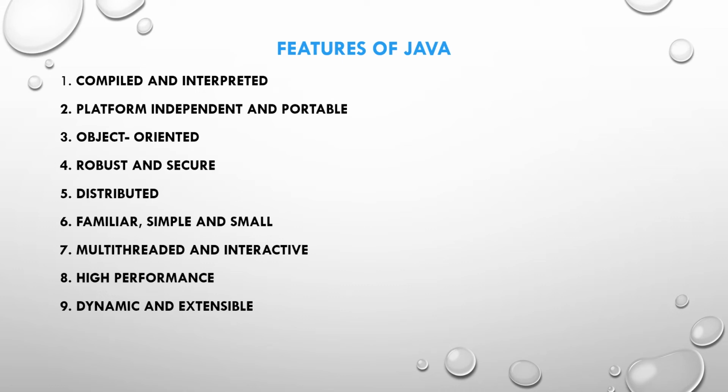Then we move on to the next slide, the features of Java. This is very important. Some of the features of Java are: compiled and interpreted, platform independent and portable, object oriented, robust and secure, distributed, familiar, simple and small, multi-threaded and interactive, high performance, dynamic and extensible.